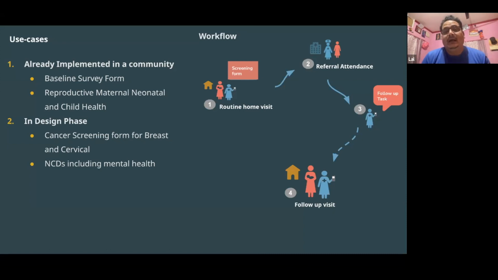We designed it that way, and along with the baseline survey, we also implemented the RMNCS use cases, where we designed reproductive, maternal, neonatal, child health services. It includes pregnancy surveillance, pregnancy registration, pregnancy home visit, delivery, family planning, these things.